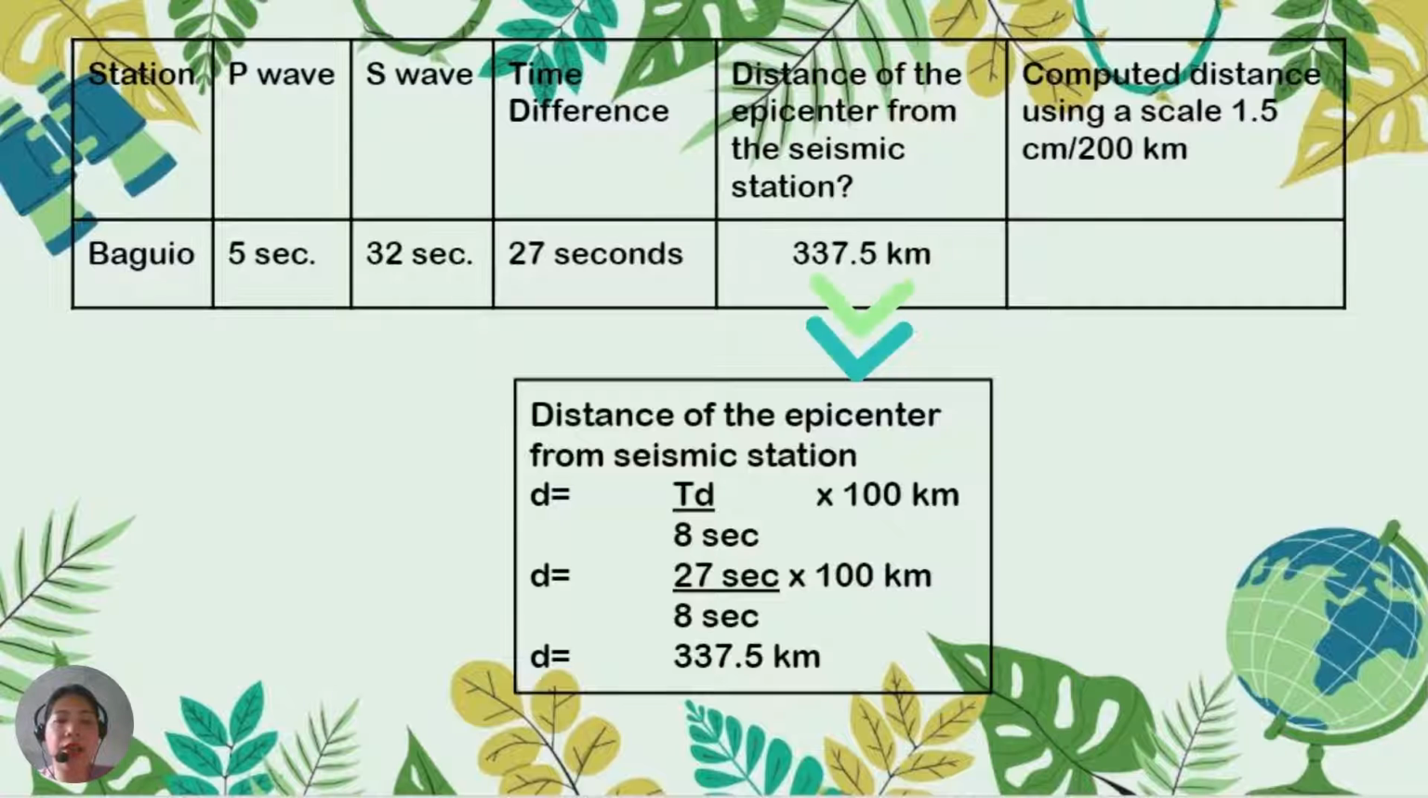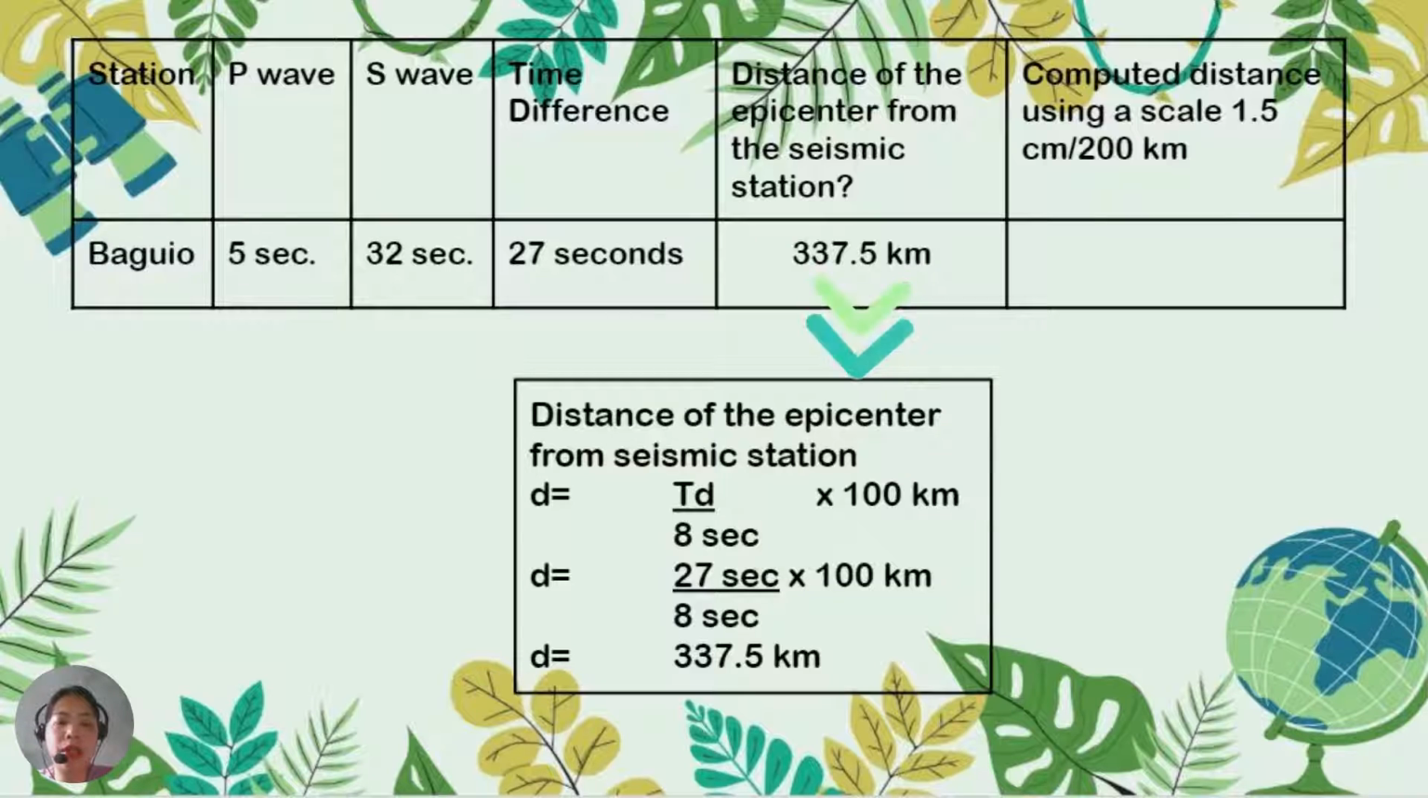So, the answer here is 337.5 kilometers. To get that, we will use the formula: distance is equal to time difference over 8 seconds times 100 kilometers. Therefore, 27 seconds divided by 8 seconds times 100 kilometers, your answer is 337.5 kilometers. Now, let's try computing the scale.